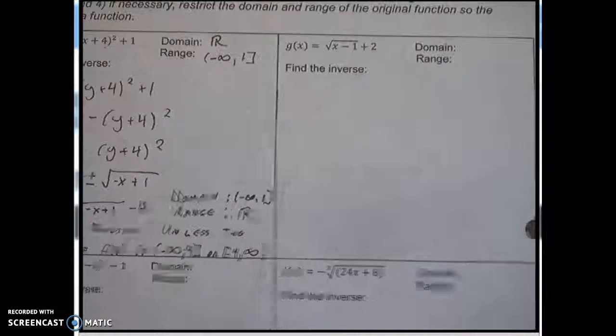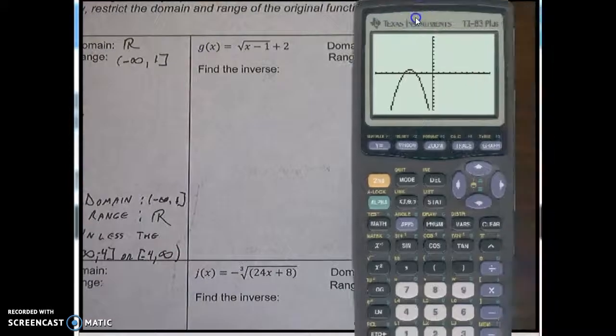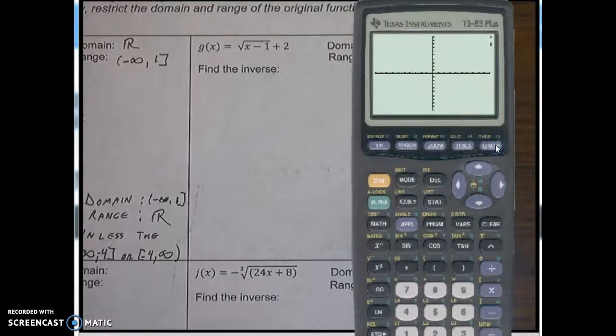But let's go ahead and do this next one now. This g of x equals the square root of x minus 1, plus 2. Again, the easy way to get the domain and range is to simply graph it, which I'm going to do. So the square root of (x minus 1) plus 2. Graph this thing. You can see that it starts right here and goes off to the right and up forever.